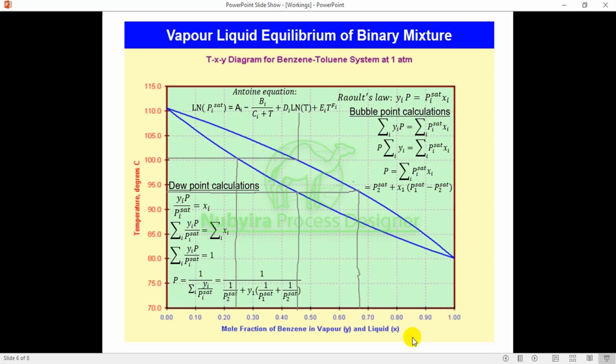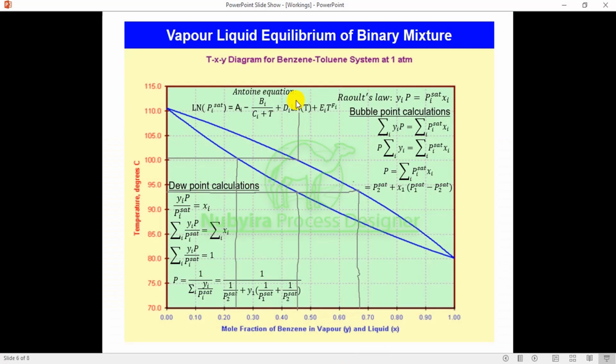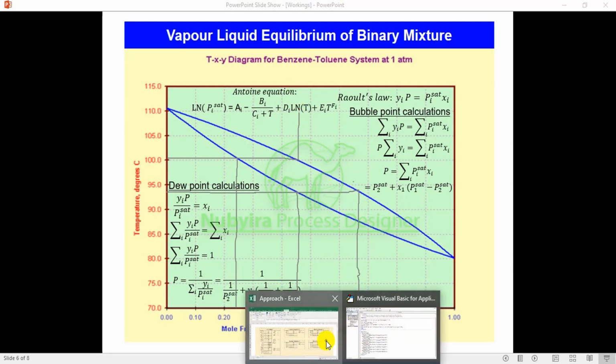So that's the reason for this if statement. If the temperature is lower than the dew point temperature, it makes the vapor phase mole fraction 0. And if the temperature is in between the dew point and the bubbling point temperature, that is, if the temperature is still lower than D37, the dew point temperature, then it's going to use this formula to calculate the vapor phase mole fraction. But if it is higher, it's going to be the mole fraction of the feed. That is, at this point, the mole fraction will keep on increasing. So that's the meaning of the if statement over here.